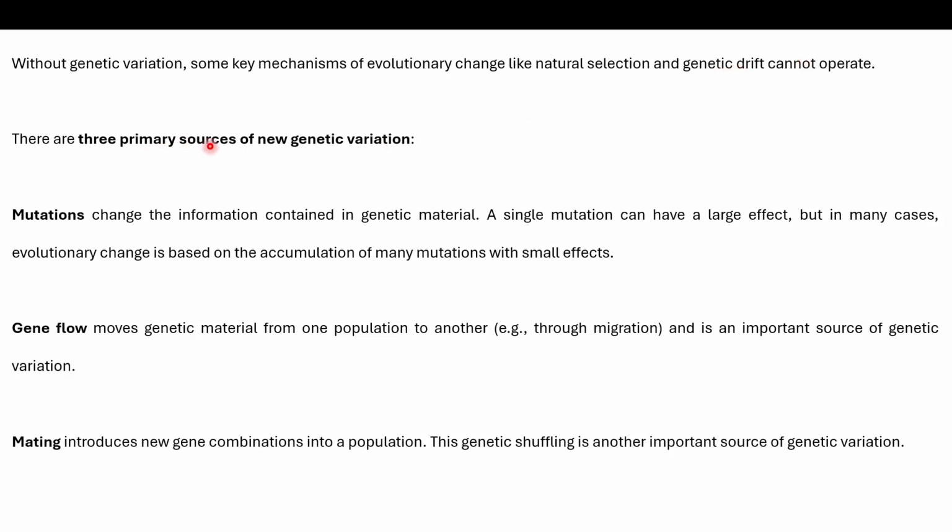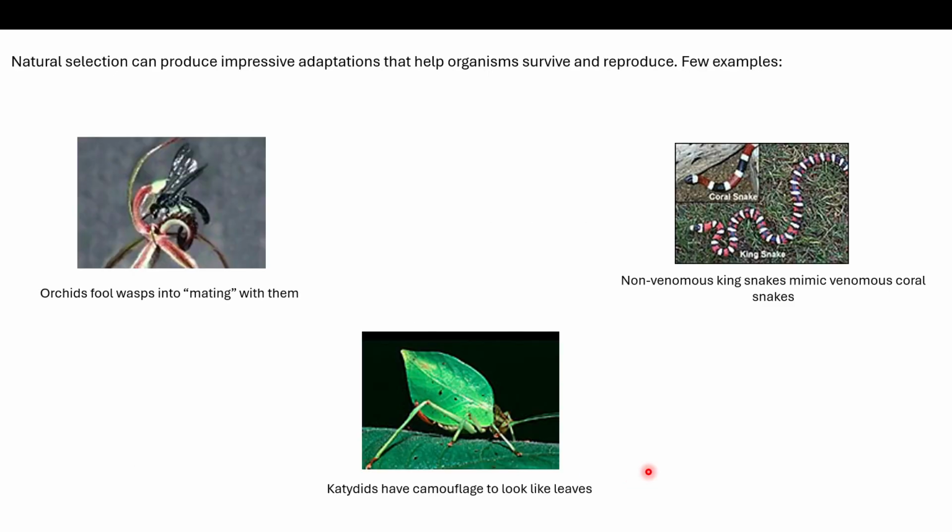So there are three primary sources of new genetic variation. One is mutation, one is gene flow, and another is mating, which introduces new gene combinations into a population. And this genetic shuffling is another important source of genetic variation. Natural selection can also produce impressive adaptations that help organisms to survive and reproduce.